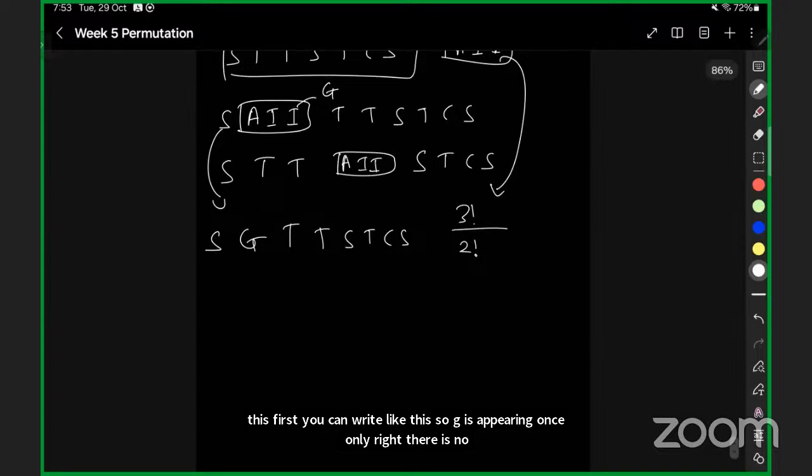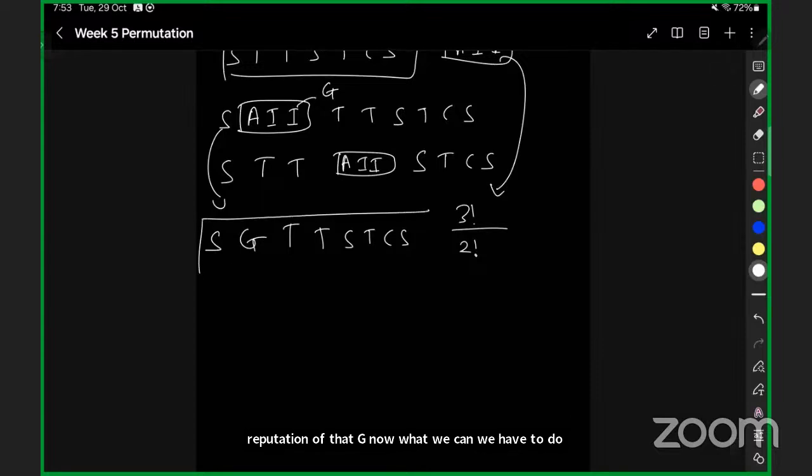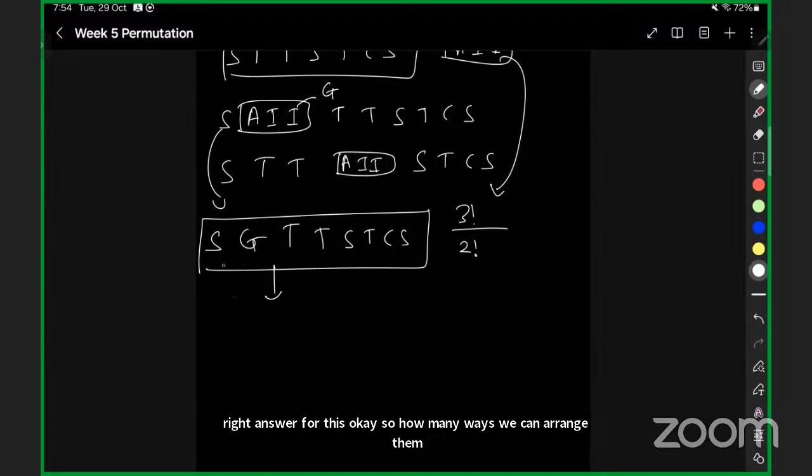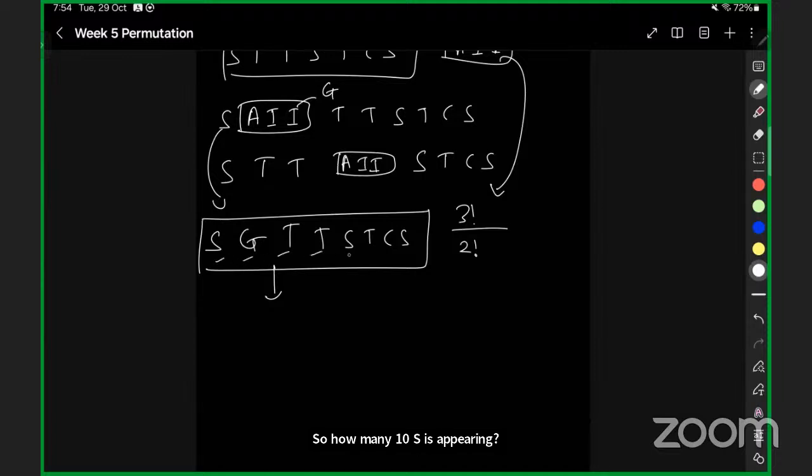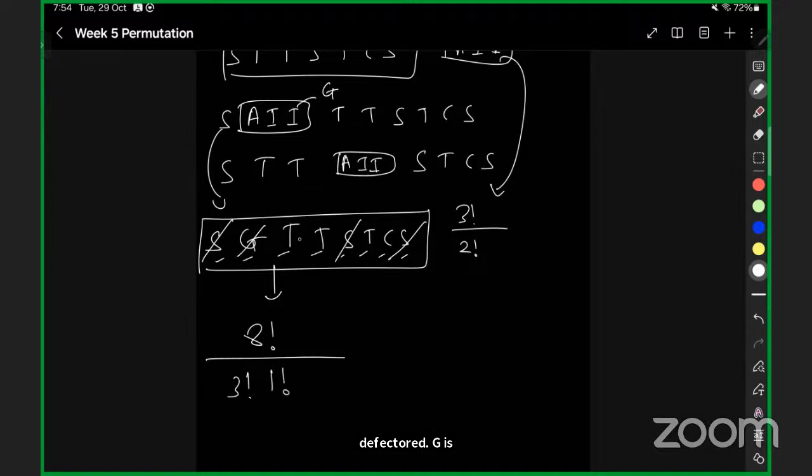Now we have to write the answer for this. How many ways can we arrange them? How many elements are there? 1, 2, 3, 4, 5, 6, 7, 8. So 8 factorial. Then S is appearing 3 times, so 3 factorial. G is appearing one time. T is appearing 3 times, so 3 factorial. Then C is appearing one time, right? So what we get is 8 factorial by 3 factorial into 3 factorial.